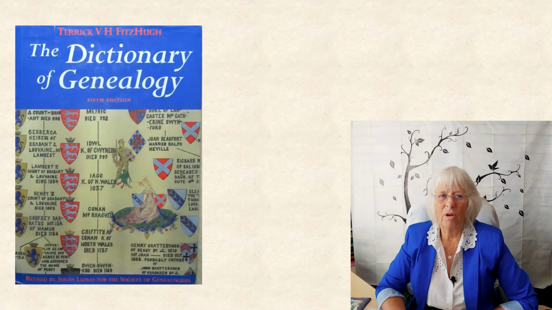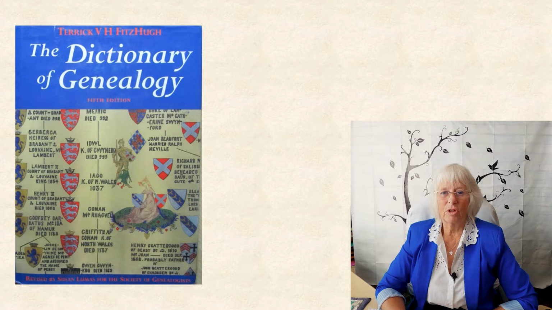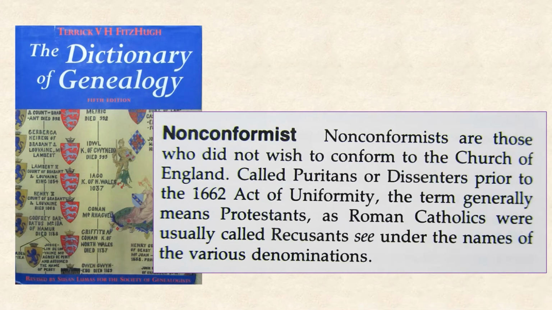So what is a non-conformist ancestor? Here we have the Dictionary of Genealogy by Fitzhugh, which is a really useful book to have on your shelf. And he describes a non-conformist as those who do not wish to conform to the Church of England. You may find them called Puritans or dissenters prior to the 1662 Act of Uniformity. The term generally means Protestants, as you'll find Roman Catholics were often called recusants.